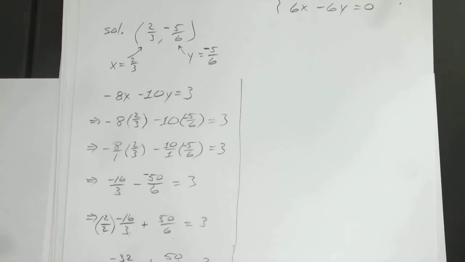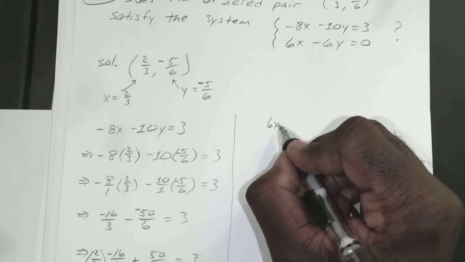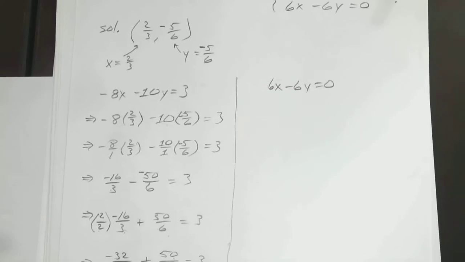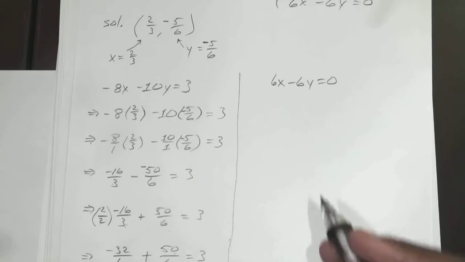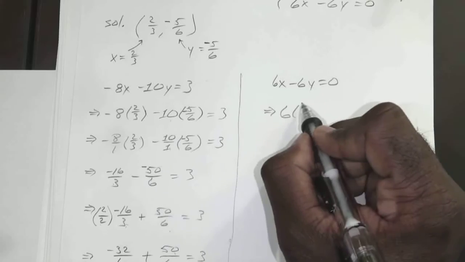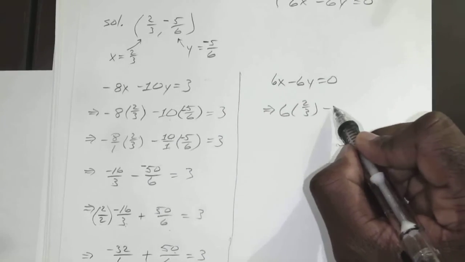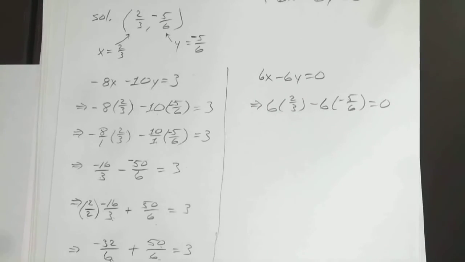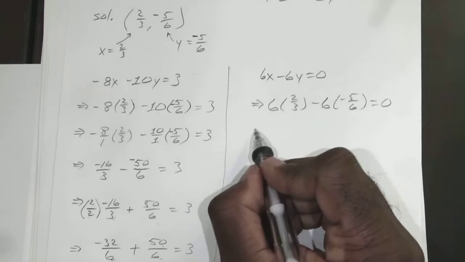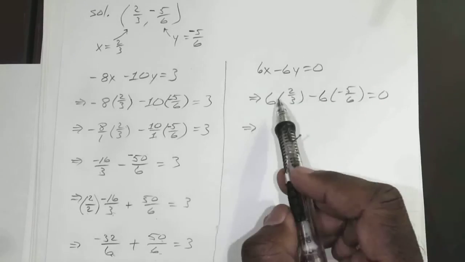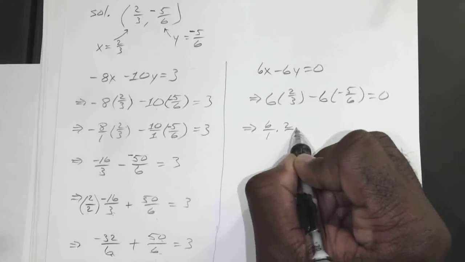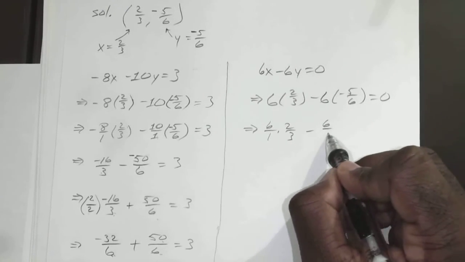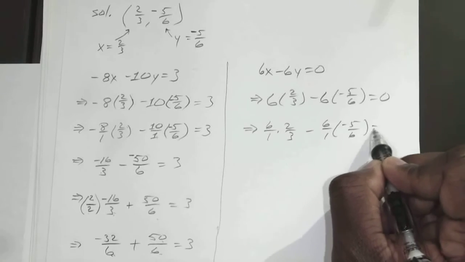Okay, so now we try the second one. So we have 6x minus 6y equals 0. So if we plug in 6 times 2 over 3 minus 6 times negative 5 over 6 equals 0. Okay. Now with this one, you could have simplified it by canceling out, or you can just multiply it across. Up to you. Okay, so if you made that 6 over 1 times 2 over 3 minus 6 over 1 times negative 5 over 6 equals 0.